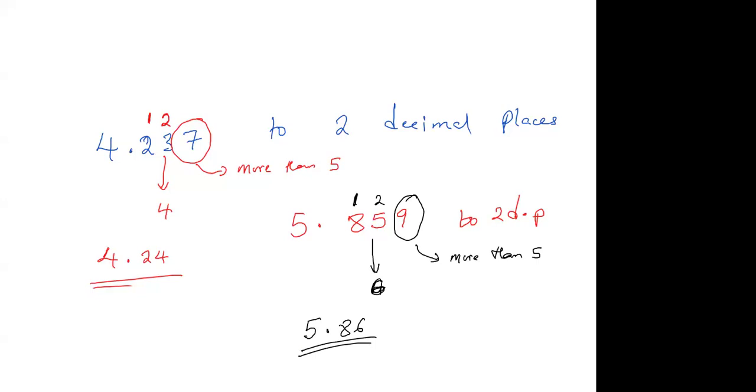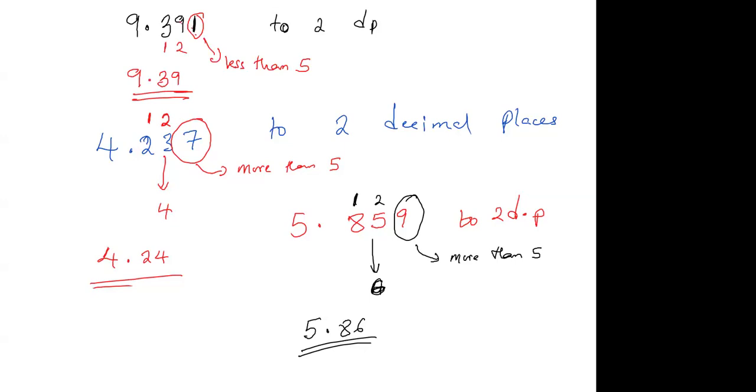I'm going to give another example: 9.391 to 2 decimal points. You count it again. 1, 2. So you circle this one. That one is less than 5, so it will remain the same. This 1 rounds to 0. So that gives you 9.39. Because it's less than 5, that number will remain the same. But if it's more than 5, it's going to be higher.